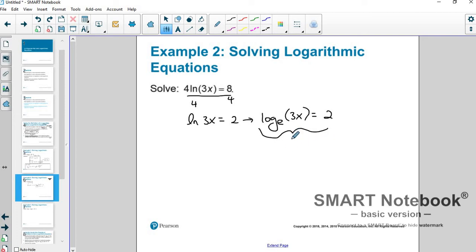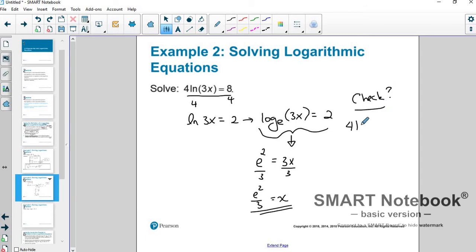Okay, so what's the next step? The next step is to use exponential form, base e to the second power equals 3x. And then, of course, we need to divide by 3 to solve for x. And so we get e squared over 3 equals x. That's my possible solution, but I still need to check. Go back to the original, 4 natural log of 3 times e squared over 3 equals 8.